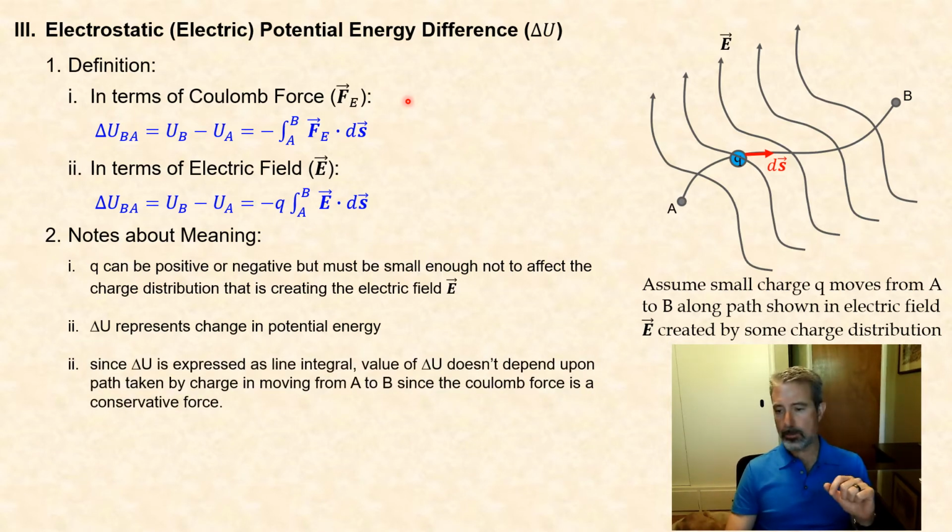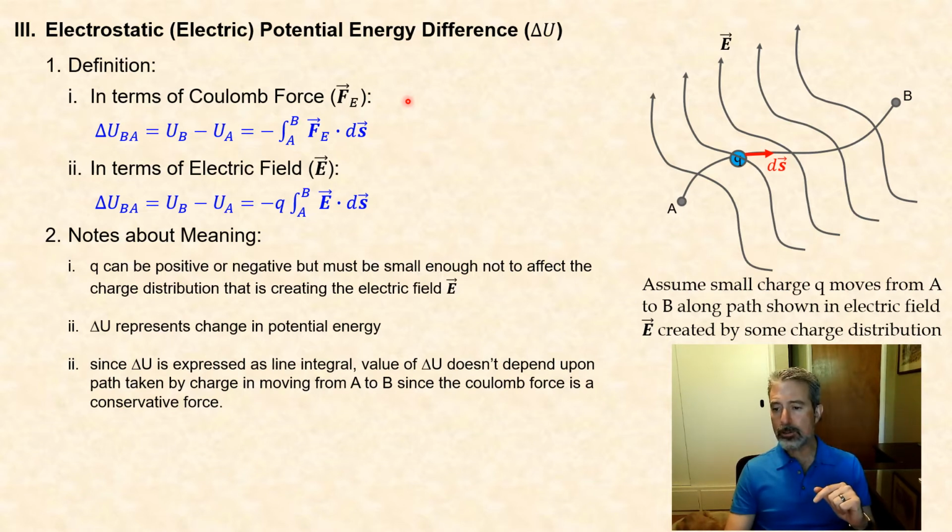And since the change in potential energy is expressed as a line integral, the value of delta U does not depend upon the path taken by your charge in moving from point A to point B, since the Coulomb force is a conservative force. So this is important because very often you've got to keep your initial point and your final point the same, but very often when it comes to evaluating that line integral, you are free to choose any convenient path you would like, and very often there's a more convenient path to choose than the actual path taken.